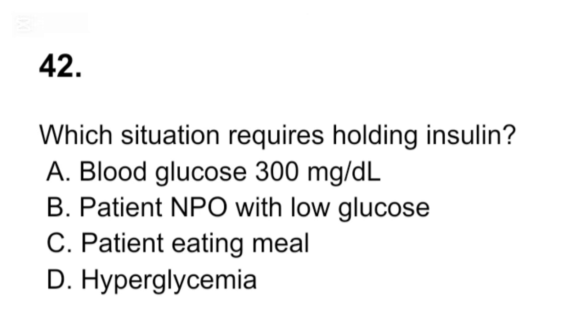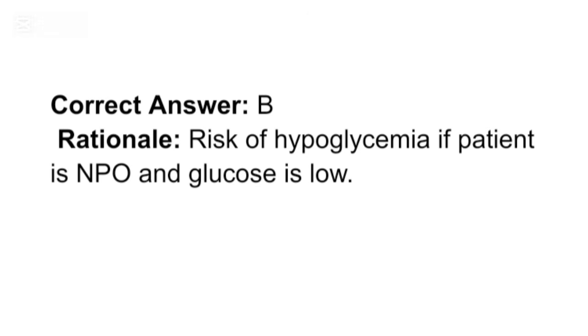42. Which situation requires holding insulin? A. Blood glucose 300 mg per deciliter. B. Patient NPO with low glucose. C. Patient eating meal. D. Hyperglycemia. Correct answer, B. Rationale: risk of hypoglycemia if patient is NPO and glucose is low.